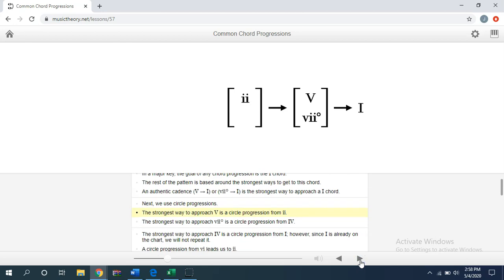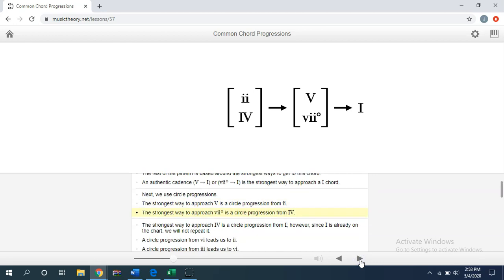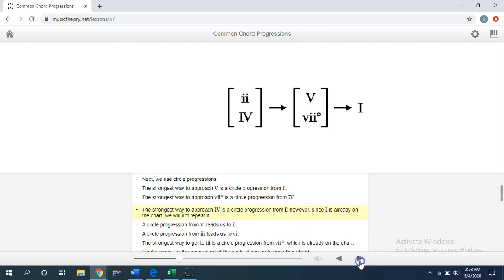Okay? So the strongest way to approach a 5 is from a minor 2nd chord, a minor 2. The strongest way to approach a diminished 7 is from a major 4. So you can have a major 4 chord, then go to a diminished 7 chord, and then go to a 1, and you will find that is a very nice sounding chord progression.